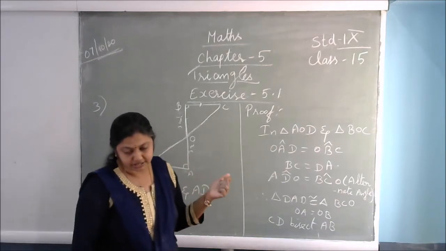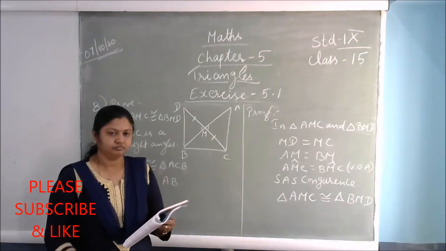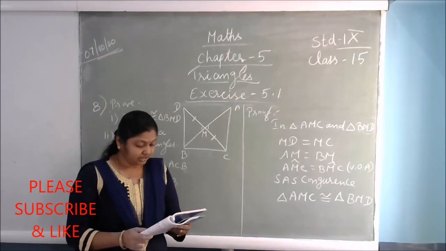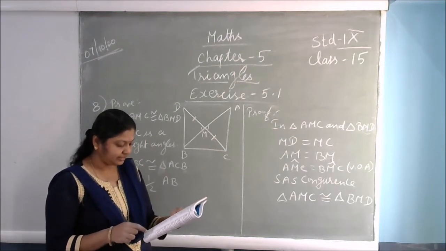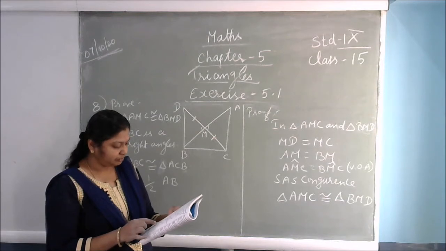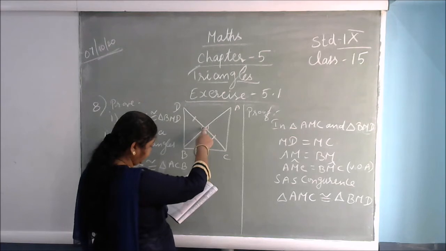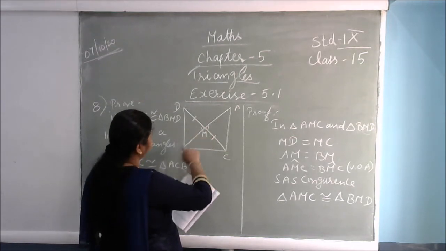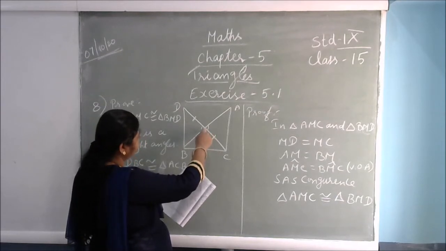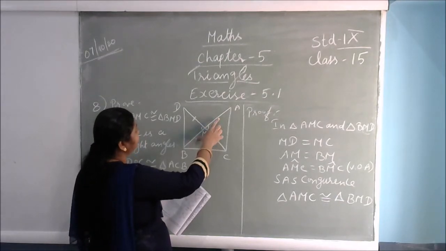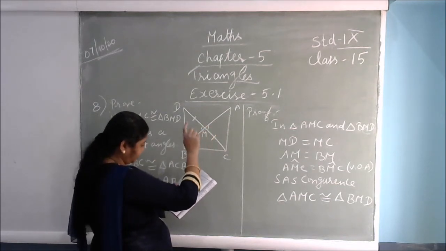Now we'll see the 8th sum. The 8th sum is in right triangle ABC, right-angled at C. M is the midpoint of the hypotenuse AB. Midpoint means it will be in the middle. It will divide the line segment into two equal parts. So M is the midpoint.